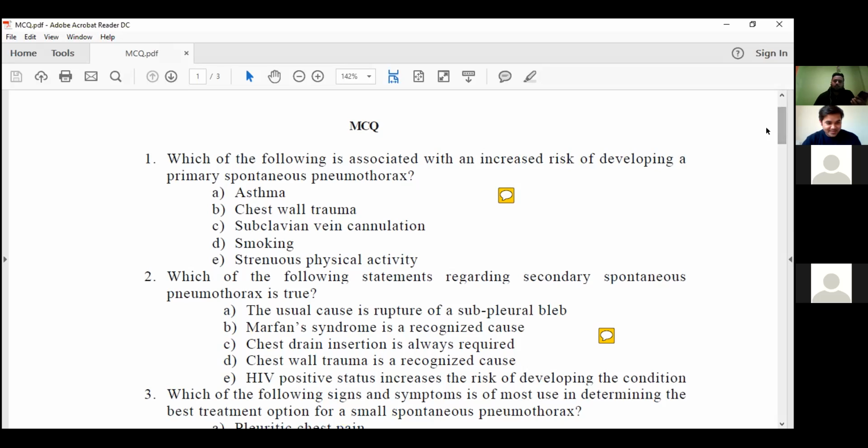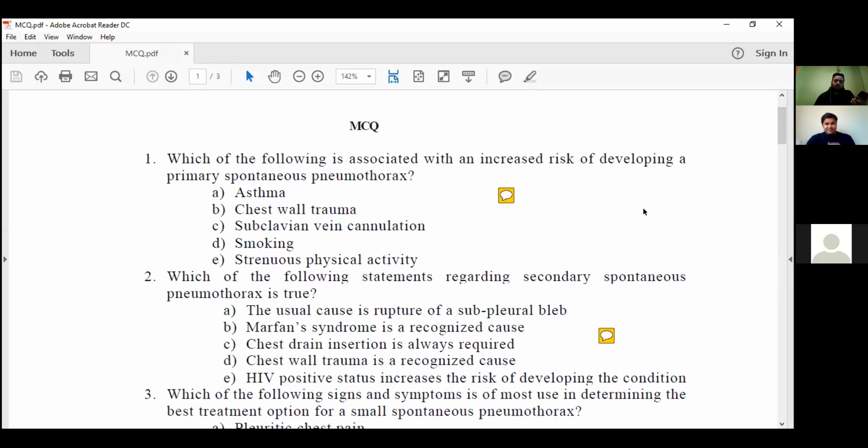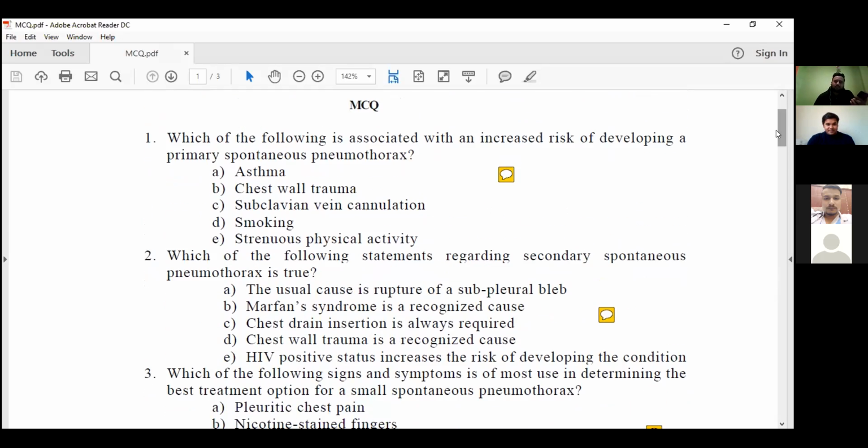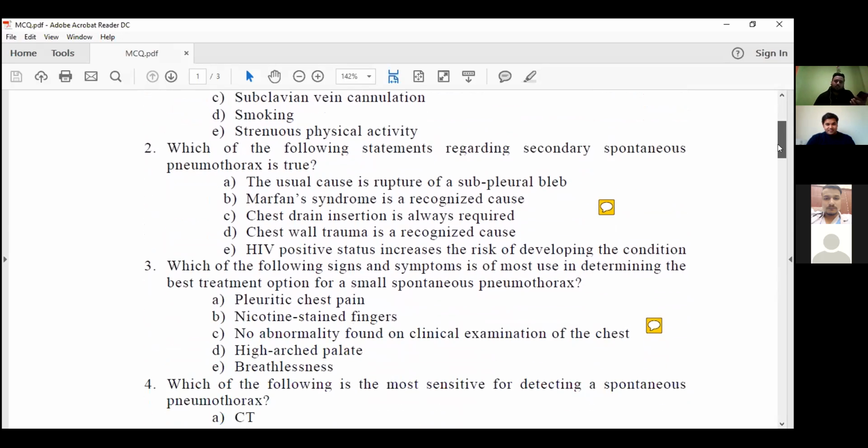Bye. So here is question 1. Which of the following is associated with an increased risk of developing a primary spontaneous pneumothorax? And the answer is D. Yes, the answer is D, smoking.